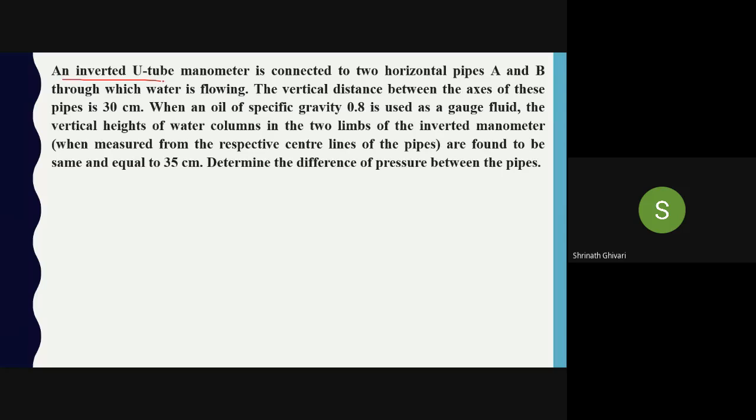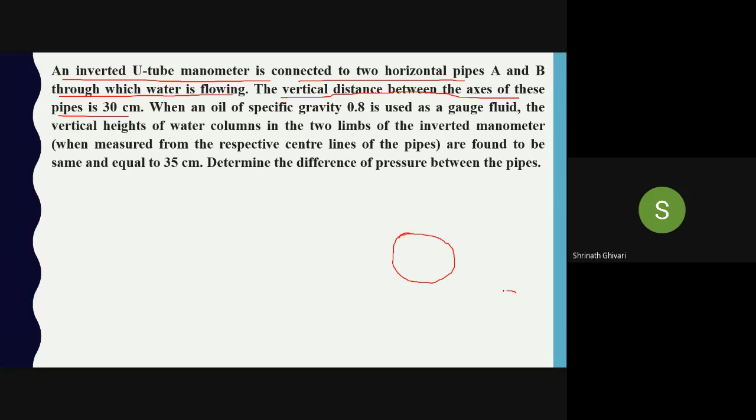An inverted U-tube manometer. This is also an inverted U-tube manometer problem, connected to two horizontal pipes A and B, through which water is flowing. In both the pipes, water is flowing. The vertical distance between the axes of these two pipes is 30 centimeters.